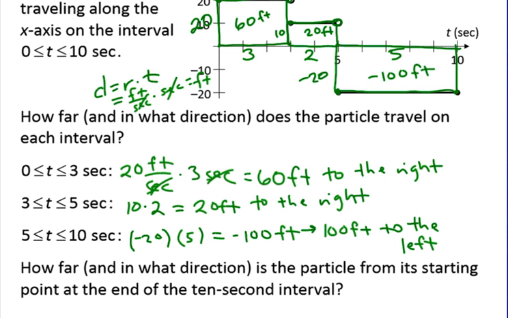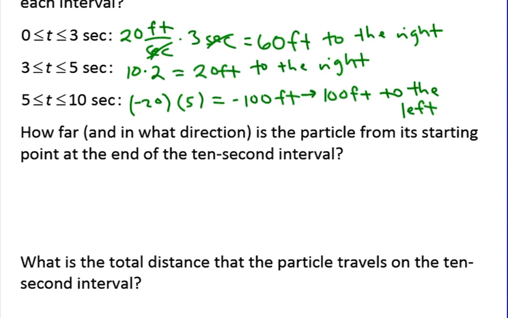All right, so now the next question is, how far and in what direction is the particle from its starting point at the end of the 10-second interval? I don't know where I started. We can assume it's 0. But if we traveled 60 feet to the right, so we're going to call that a positive distance, and then 20 feet, and then we backtracked 100 feet. So what that ends up being is 80 minus 100, which is negative 20.